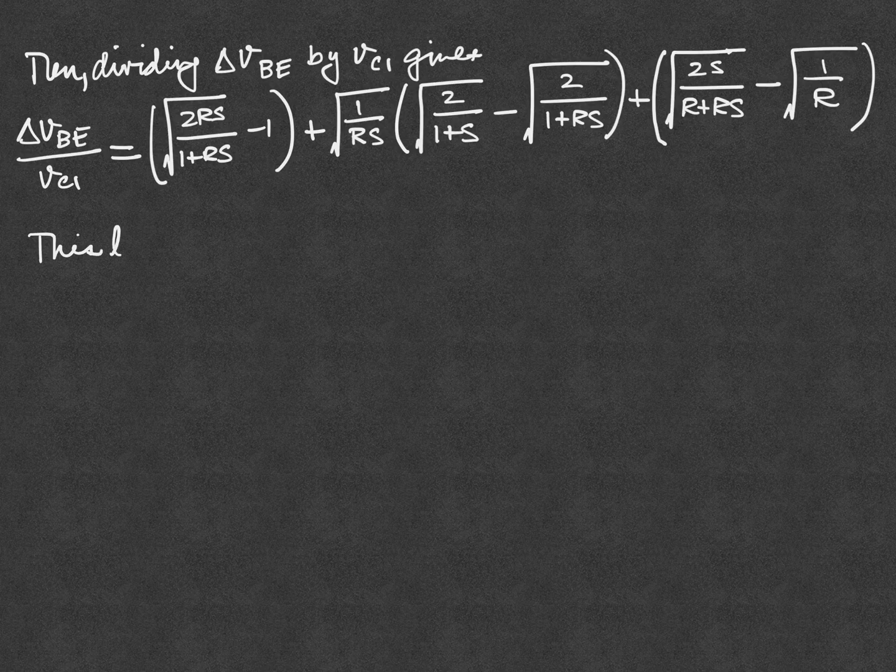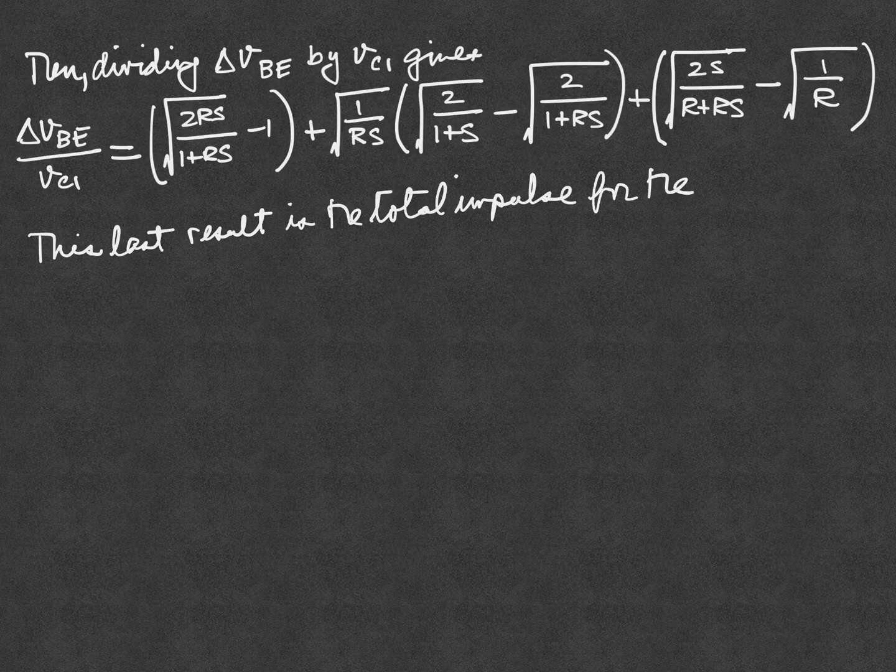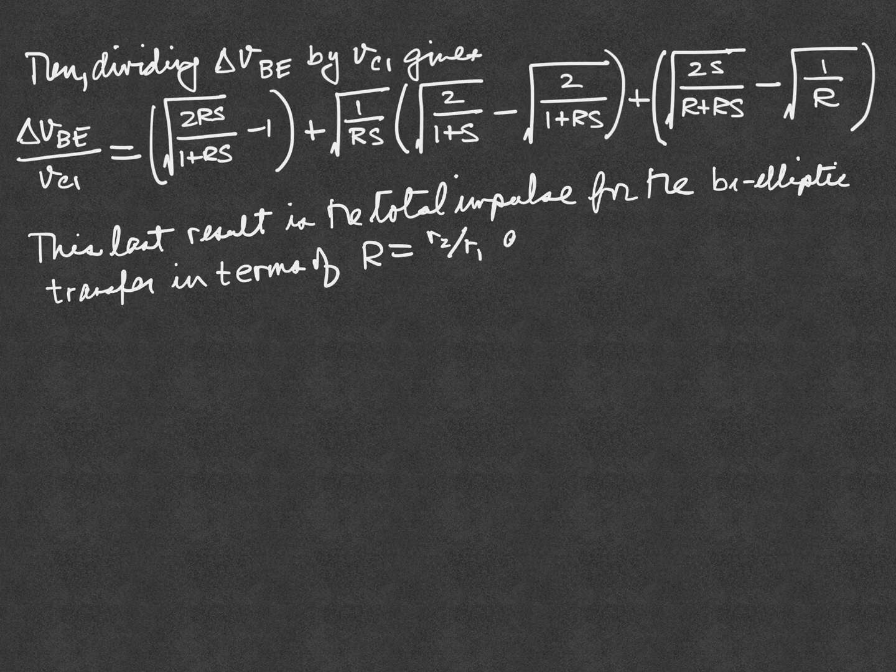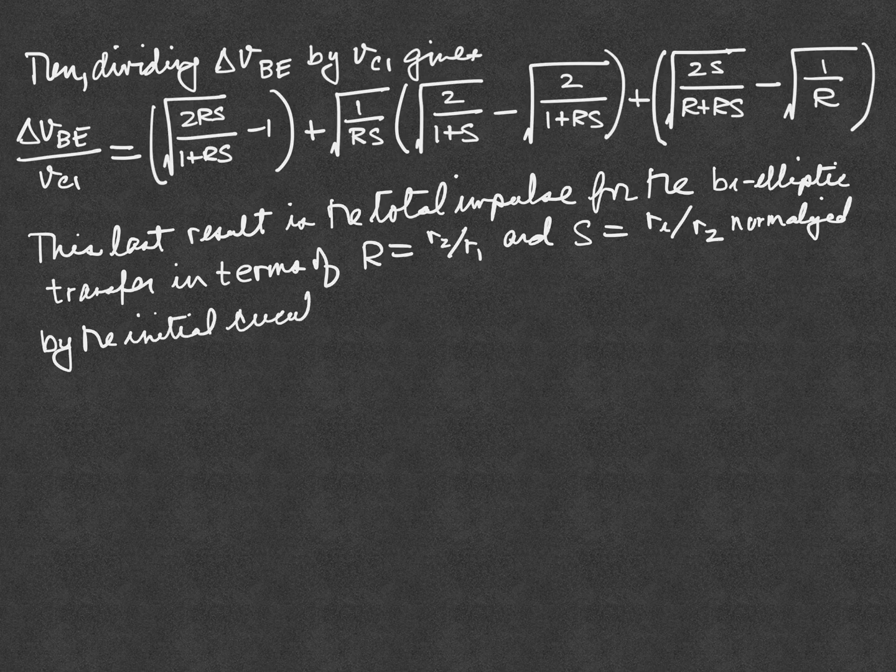So this last result is the total impulse for the bielliptic transfer in terms of R, which we recall is equal to R2 over R1, and S, which is equal to Ri over R2, normalized, this is important, normalized by the initial circular speed VC1, which is equal to the square root of mu over R1.